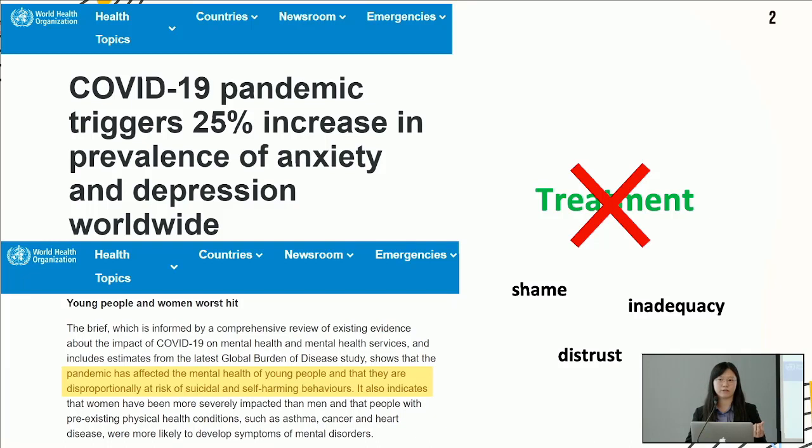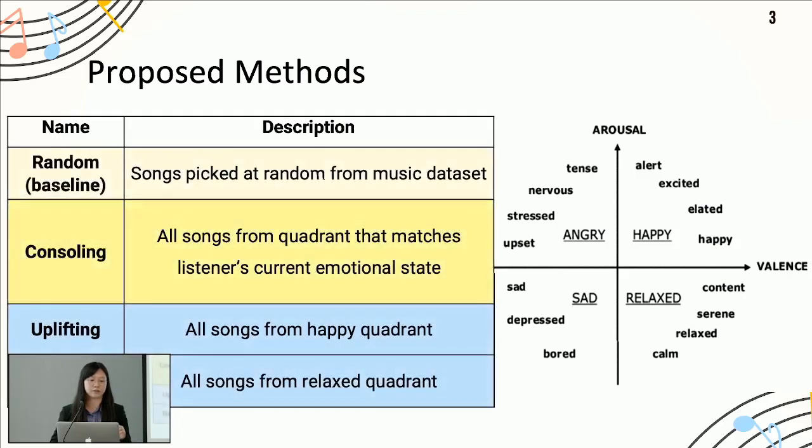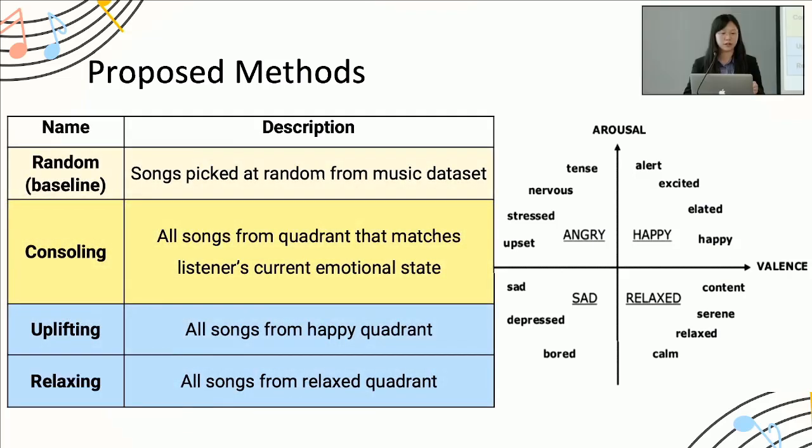What is the most effective way to transit the anxiety or depression state to a more positive state by considering a quantifiable measurement? Here is the arousal and feelings table. Here are our proposed methods and also a baseline method. This first one is the random method that serves as a baseline, which purely randomly picks songs from any quadrant here. It could be happy, angry, sad, or relaxed songs, and it could be used as our baseline to compare these three proposed methods.